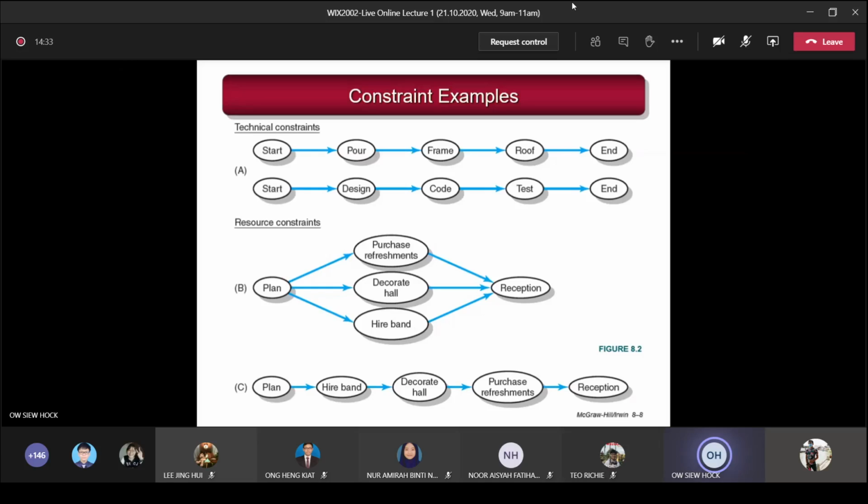So this one, you must follow the sequence. So it's known as technical constraints. So the second one, resource constraints. For example, this one, you want to organize a wedding reception.